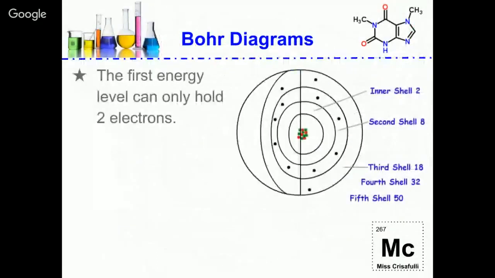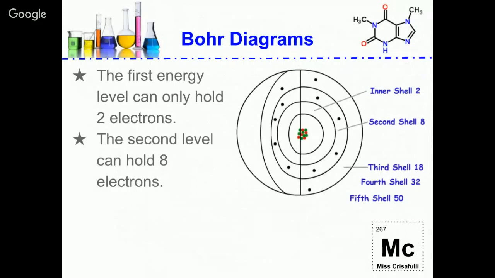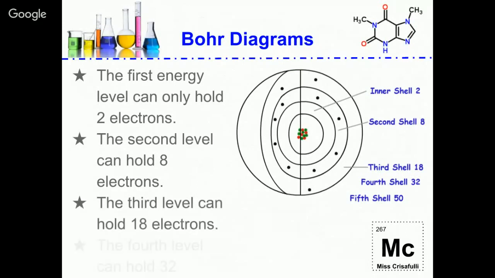The first energy level can hold 2 electrons. The second energy level can hold 8 electrons. The third energy level can hold 18 electrons. And the fourth energy level can hold 32 electrons. When you're looking at this, if you look at the periodic table and count across how many elements are in each row, rows 1, 2, 3, and 4, you'll see where we can get some of these numbers.